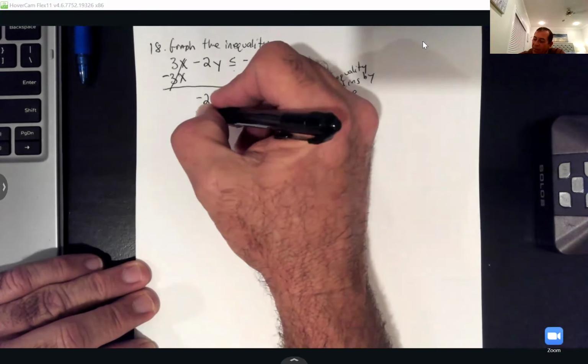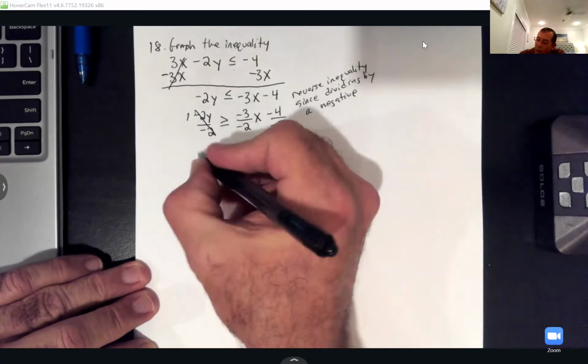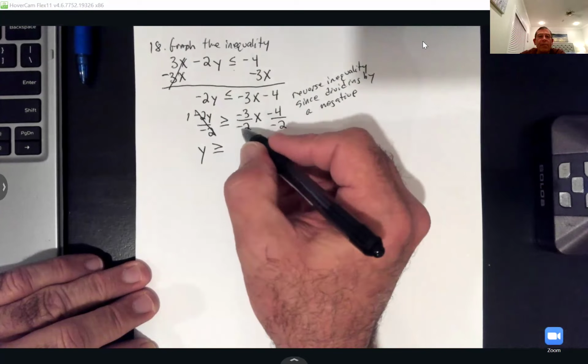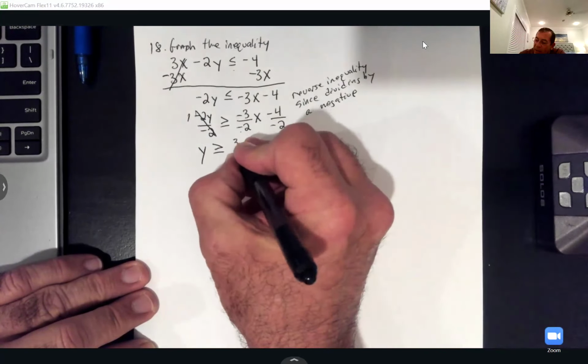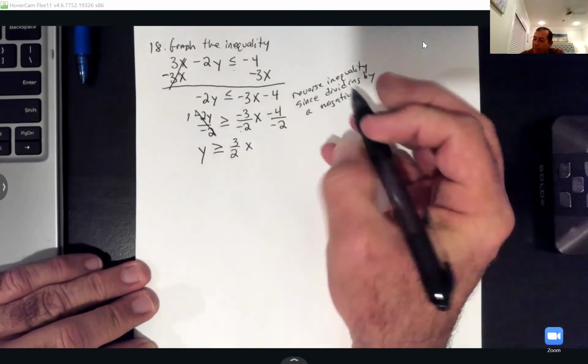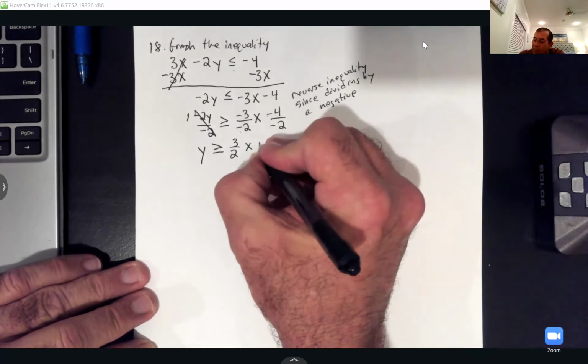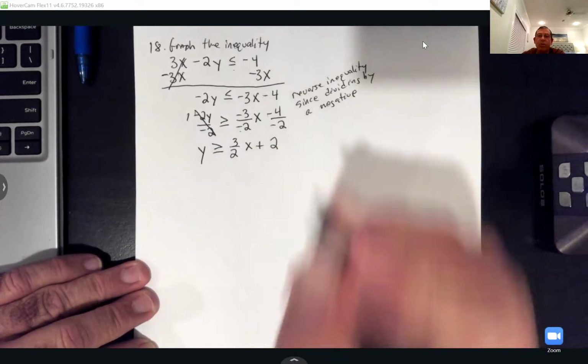Because negative 2 divided by negative 2 makes that a 1y. Greater than or equal. Negative divided by negative makes that a positive 3/2 x. Minus a 4 divided by negative 2 makes that a positive 2.